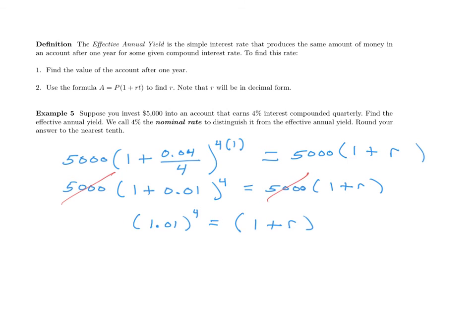r is the thing we are solving for. Since I canceled the 5,000, I don't need these parentheses any longer, so I'll write 1.01 to the power of 4 is equal to 1 plus r. If the goal is to solve for r, we can subtract 1 from both sides of this equation, so I'll subtract it on the left and the right. This side I'll write as 1.01 to the power of 4 minus 1.